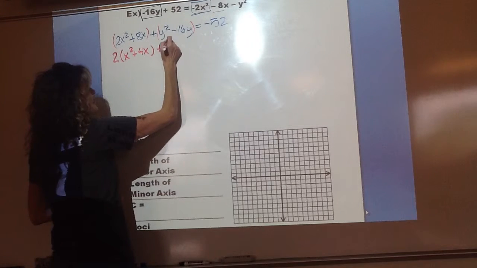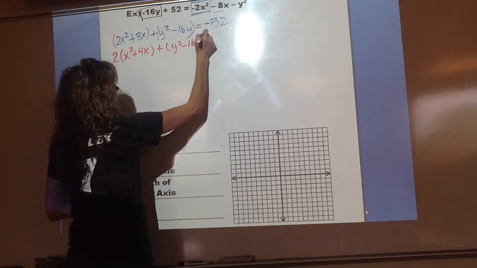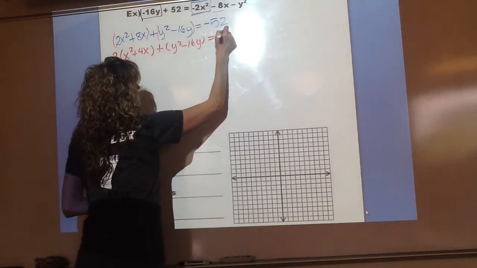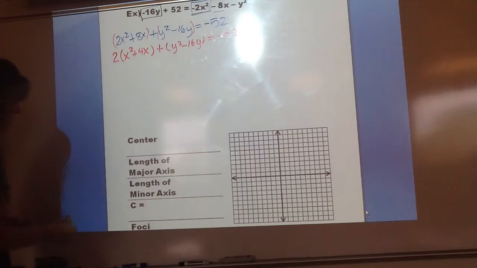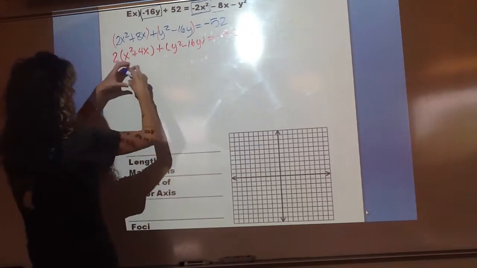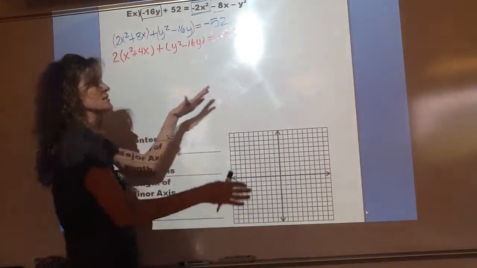This one's already good to go, plus y squared minus 16y equals negative 52. Okay. All right, I'm going to complete the square, so I'm going to rewrite this and leave some spaces because I know I'm going to be adding.